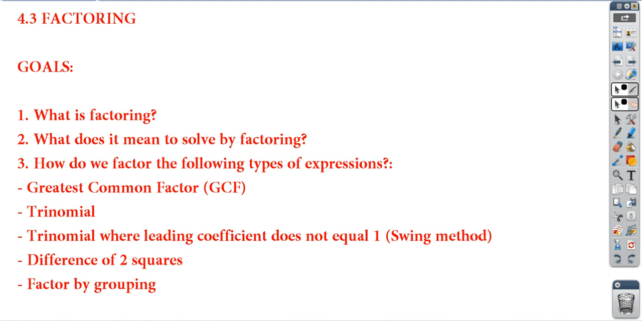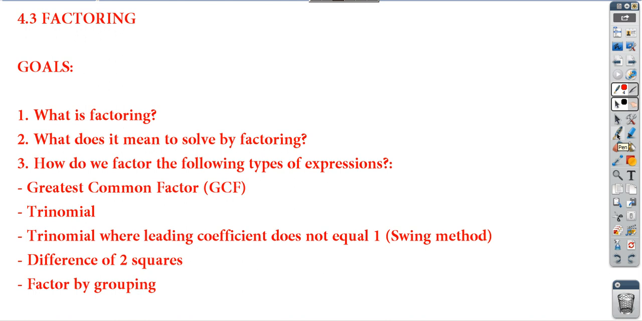Okay, so in this section, section 4.3, we're going to talk about something called factoring. We have basically three main goals. Number one is to answer the question, what does it mean to factor something? Two is, what does it mean to solve an equation by factoring? So what is factoring? How do you solve an equation by factoring? And then how do you factor?